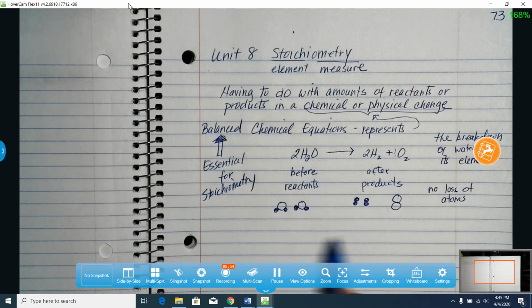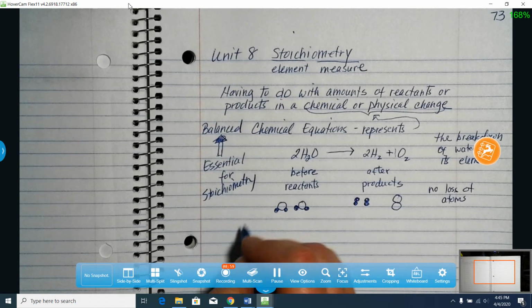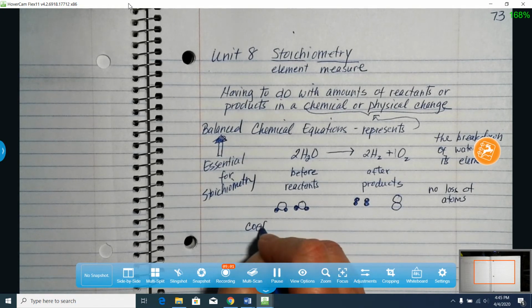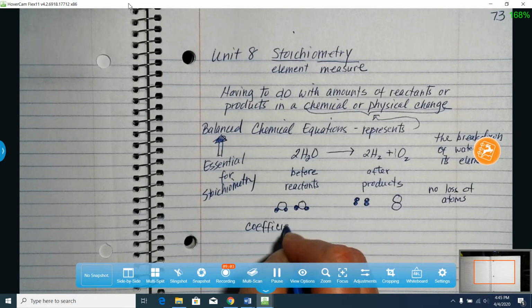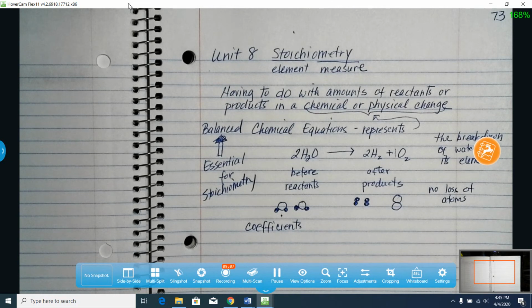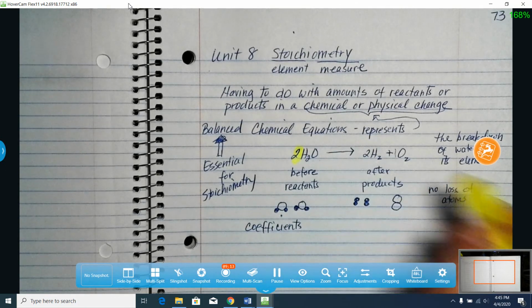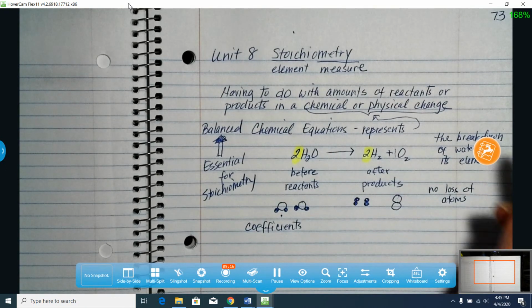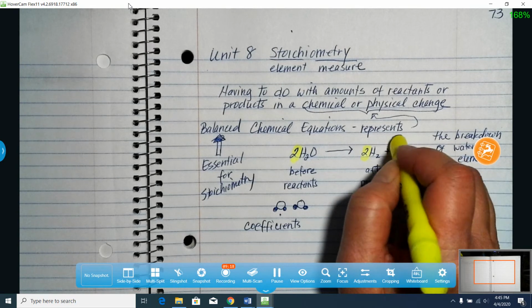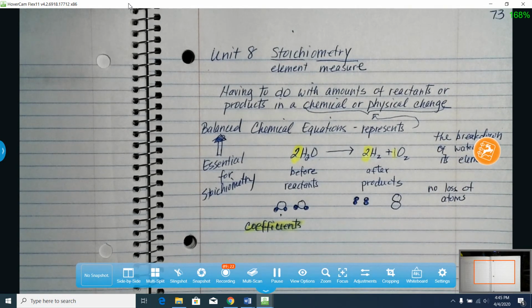Okay, so let's remind ourselves. Coefficients. This is how you spell it. Let's see if this shows up on camera. So these are my coefficients. Does that show up? Yeah, it does. And then the one, which really I don't write. Those are coefficients.